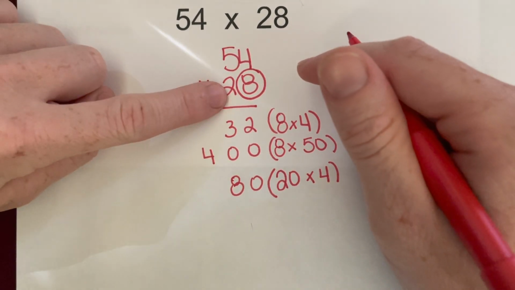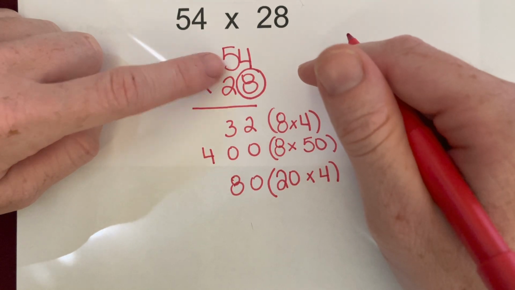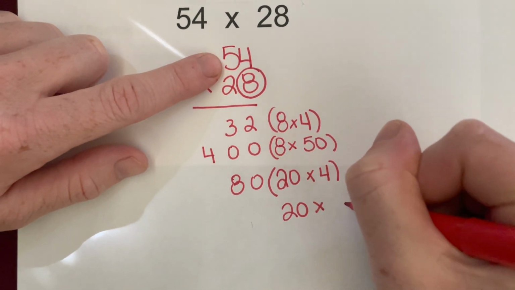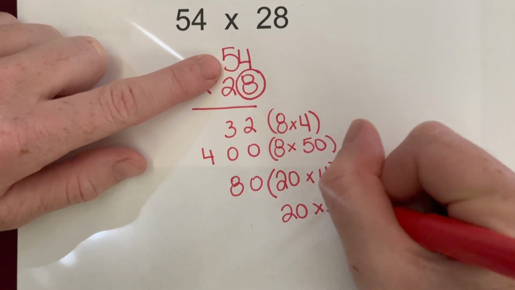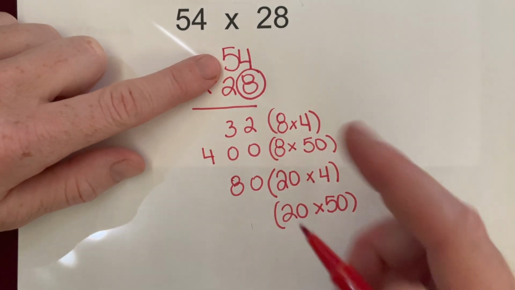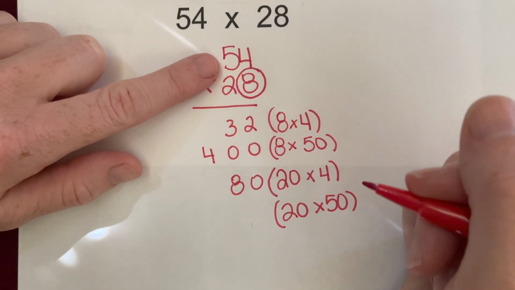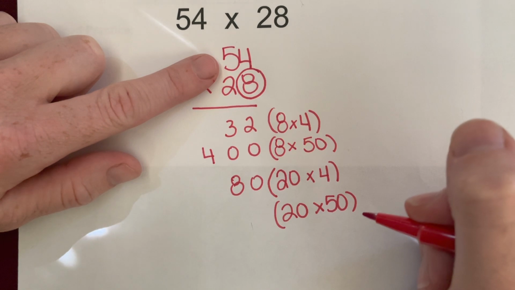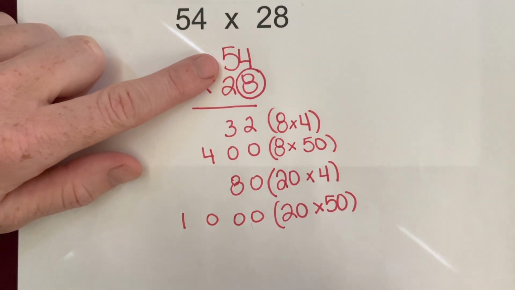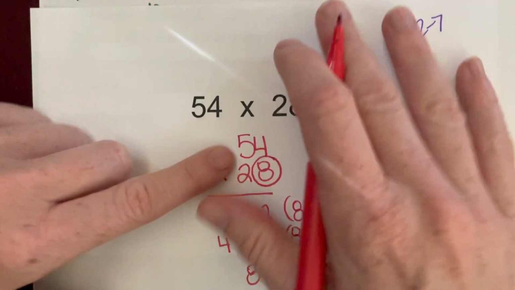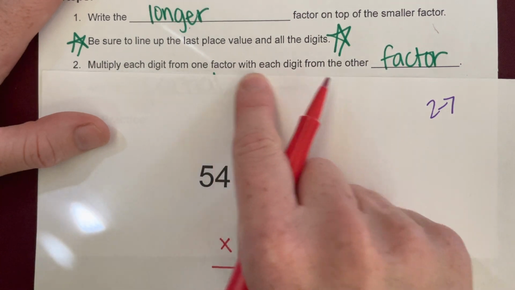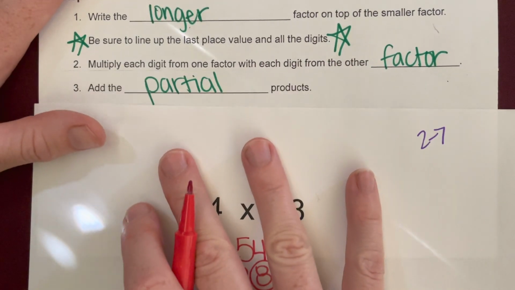And now I'm going to multiply this 2 times this 5, which this 2 is 20, times not 5, but 50, because it's in the tens place. So 20 times 50 is going to get me 1,000. So I did step 2, where we multiplied each digit from one factor with each digit of the other factor.